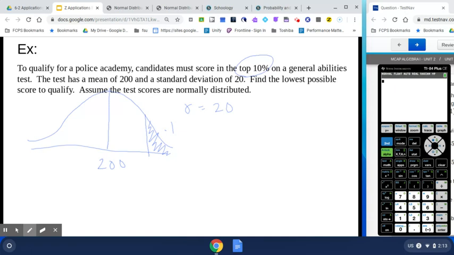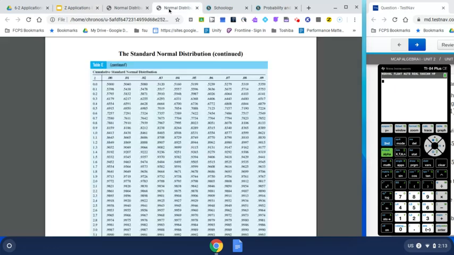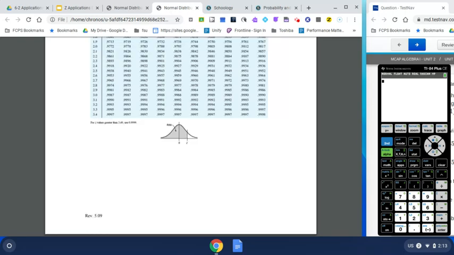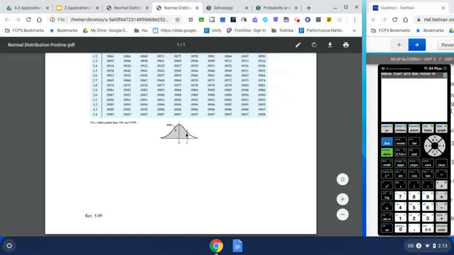So what we're going to have to do is figure out, well, what z-value corresponds to a right tail region of 10%? And then we have to figure out what score on the test would correspond to that particular line, or what data value corresponds to that particular z-value. Okay, so first of all, let's take a look at the positive z-chart. The positive z-chart, if we scroll all the way to the bottom, does not read top 10% of data values. It does not give me the top, it gives me the area to the left.